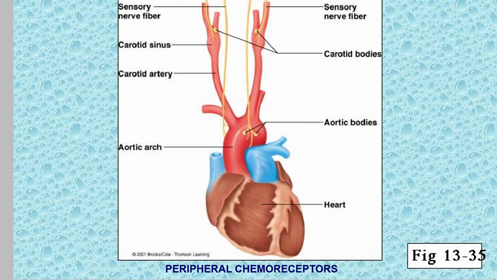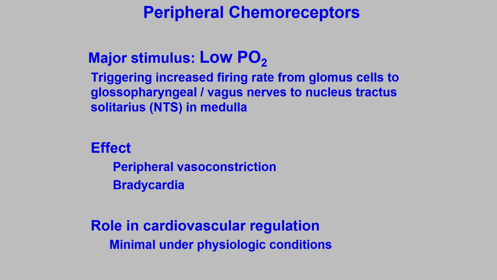And they are of two types, the peripheral and the central. Their locations are, again, in the aortic arch, the aortic bodies, and in the carotid bodies. They're sometimes called glomus cells. Their major stimulus is a low oxygen tension in the blood, or low partial pressure of oxygen, which triggers firing from these glomus cells, again going through the glossopharyngeal and vagus nerves and causing the appropriate responses in the periphery.